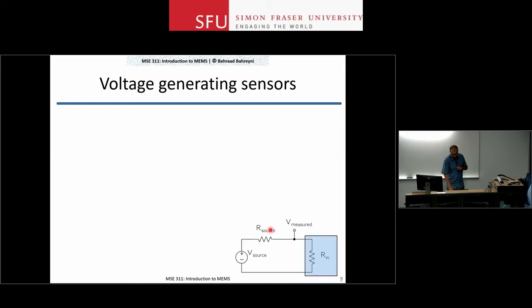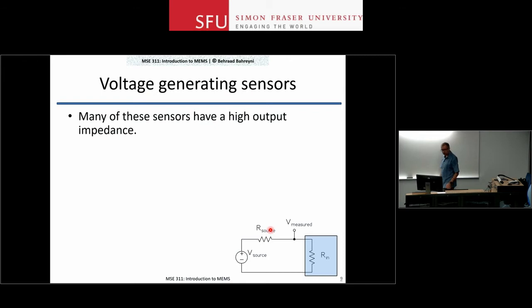However, some of these sensors, or actually a good number of them, have a high output impedance. So when you attach your measurement unit to these sensors and you want to figure out what the produced voltage was, now you're measuring a fraction of that voltage. Going back to your electric circuit theory, what we measure here is now R in over R in plus R source times V source. It's not V source anymore.